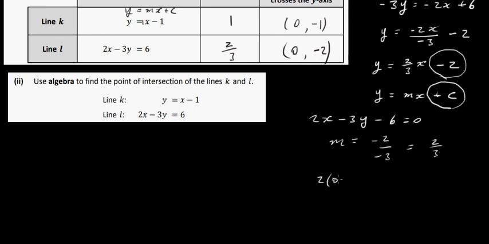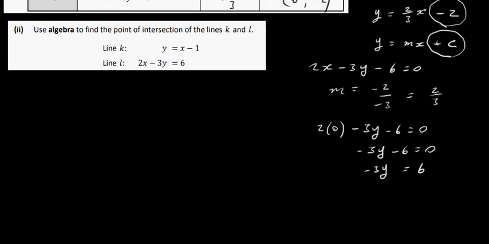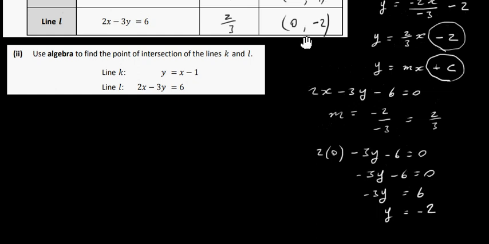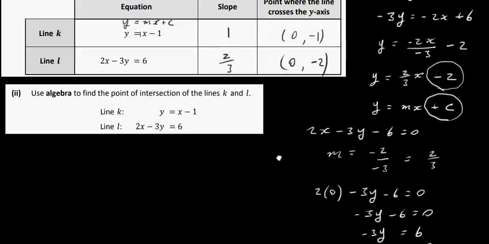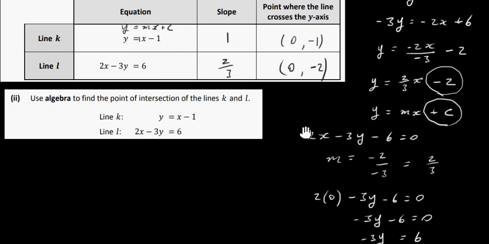So we would have 2 times 0, x is 0 here, so just put 0 in for x, minus 3y minus 6 equal to 0. So 2 times 0 is 0, so we just get minus 3y minus 6 equal to 0. Bring the minus 6 over to this side, we will get plus 6. And then just simply divide across by minus 3, and you get y is equal to minus 2. So we still get a minus 2 here for our y value when x is 0. So we still get 0, minus 2. Okay, so that's it for that part of the question.